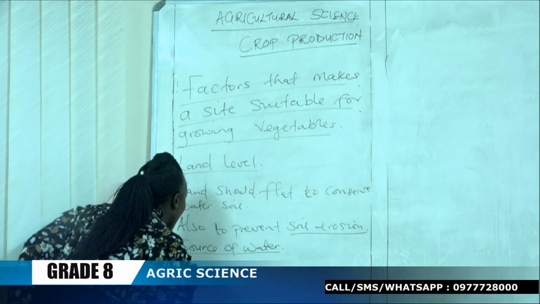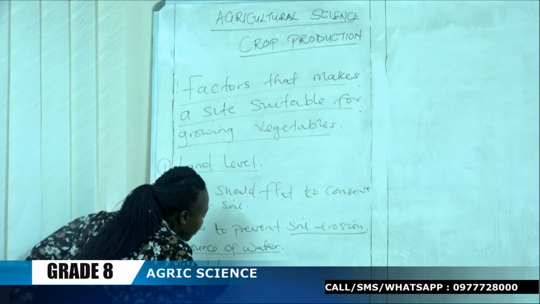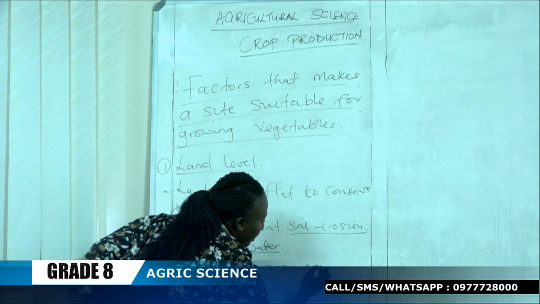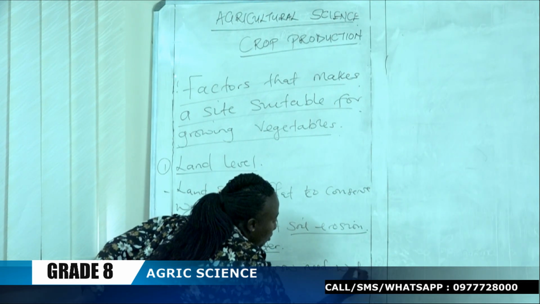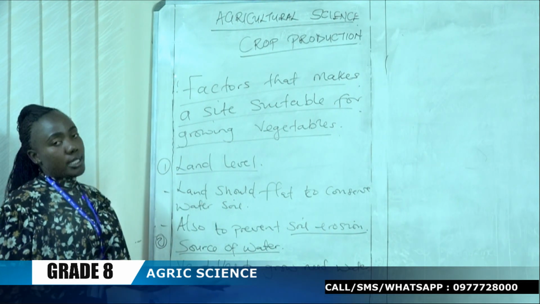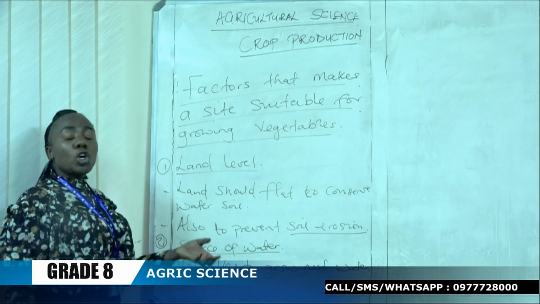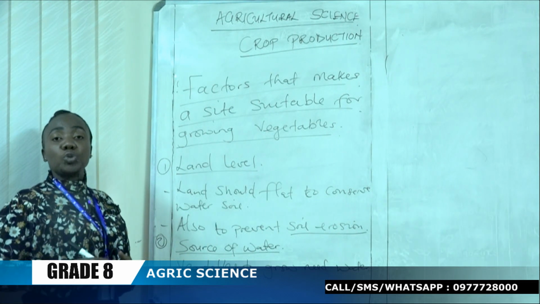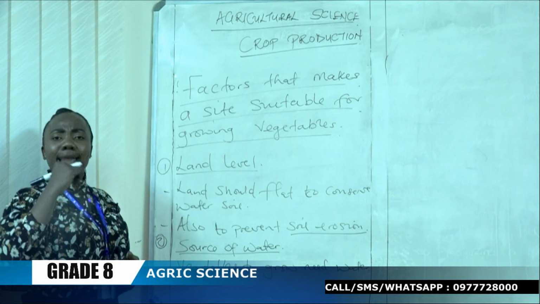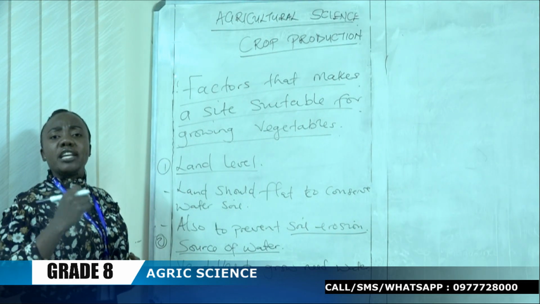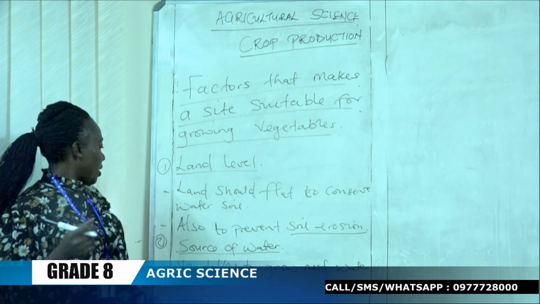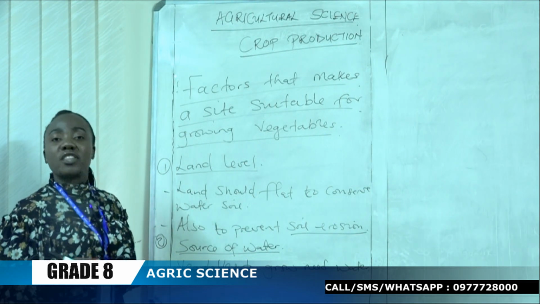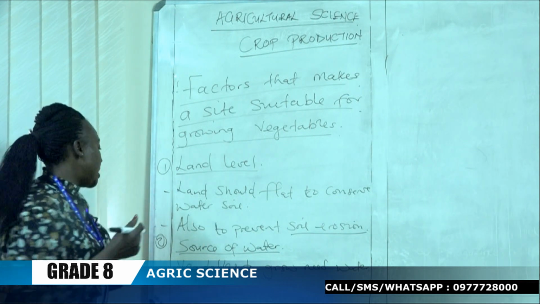So for vegetables to grow, they need water. So let's make sure wherever we grow vegetables, there is enough water. Are we together? Any questions? Okay, we move on to the third factor.